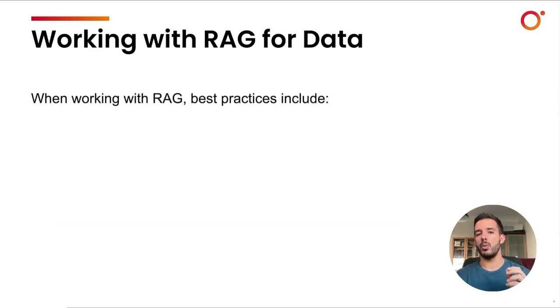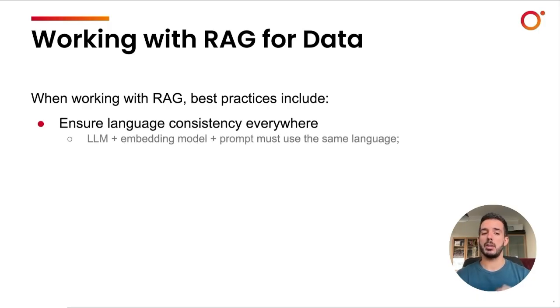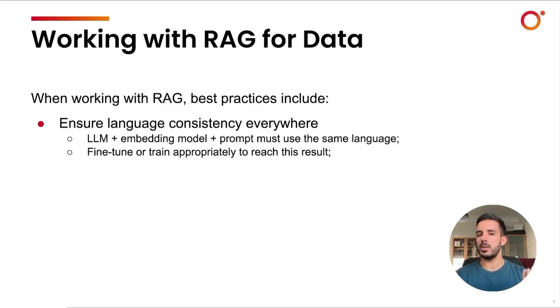And in general terms, we also have a couple of best practices here. So one is to ensure language consistency everywhere. I'm kind of repeating myself a little bit, but this message really is important. So you want to make sure that the LLM, the embedding model, and the prompt use the same language. And you want to fine-tune or train appropriately to reach this result. And this is easy because once you reach a certain level in your metadata or document repository where the terminology is standardized, you are going to use a lot of the same documents for a lot of things, such as training different models. But still, it has to be done.